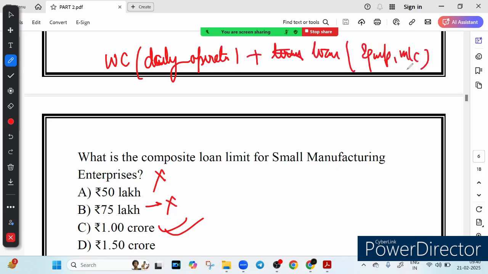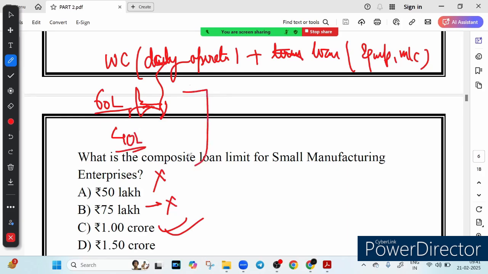So that is why it is called composite, because it contains both the working capital part and the term loan part. For example, if a small manufacturing unit wants to buy new machinery worth 60 lakh, right, that is term loan because they want to buy new machinery, and this is part of their term loan, you know it very well. And also this manufacturing unit needs 40 lakh for raw material and daily expense, that is working capital.